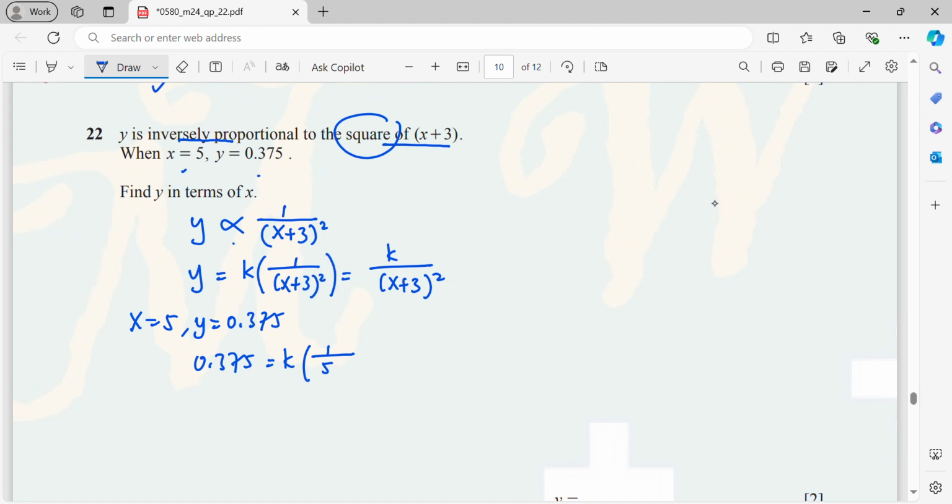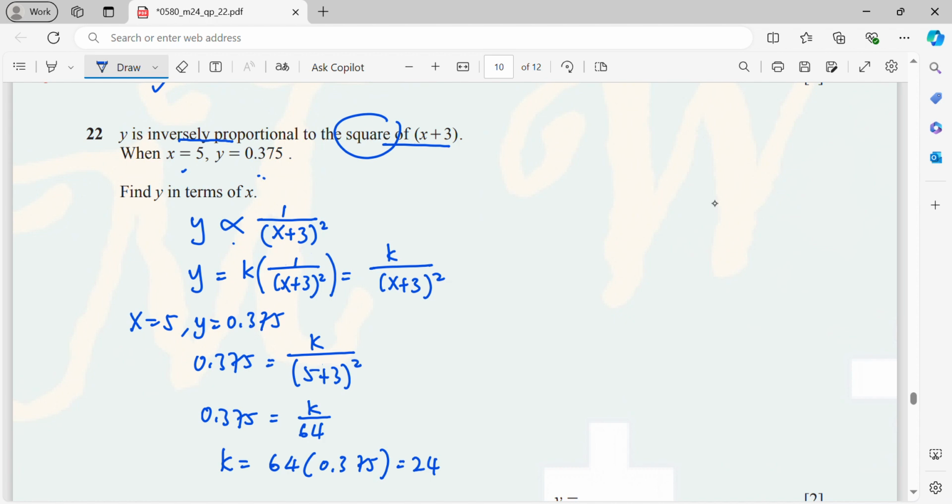Here I will get 5 plus 3 squared. Then I will be getting 0.375 equals k over 8 squared. 5 plus 3 is 8, so 8 squared is 64. Therefore now, your k is 64 times 0.375. This is going to be 24.